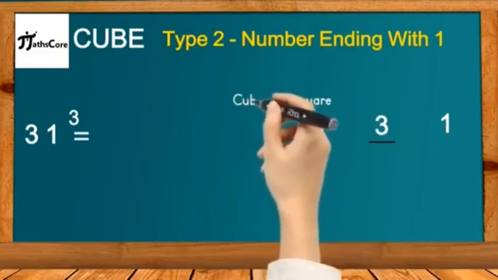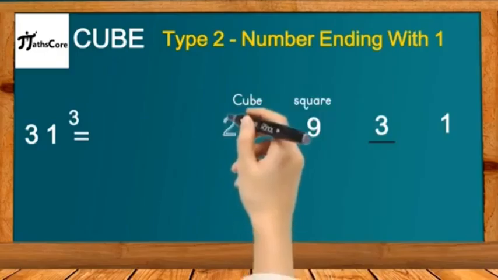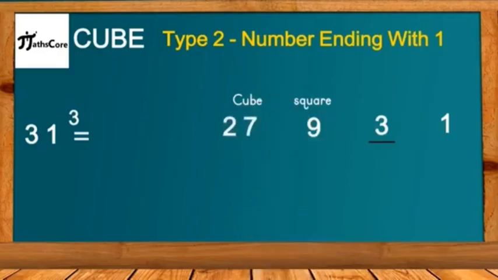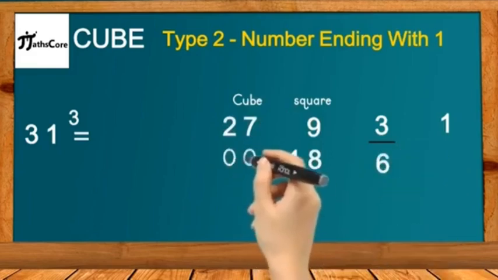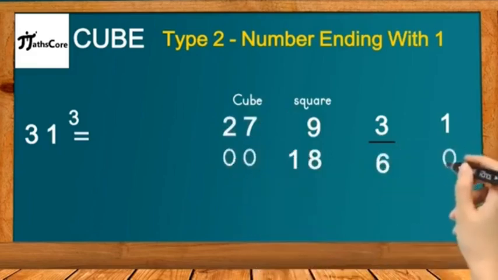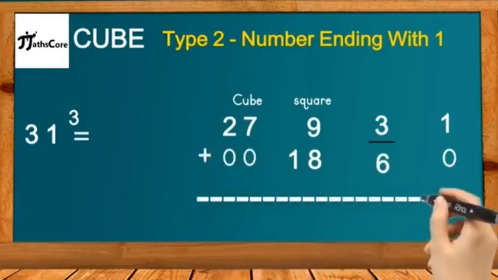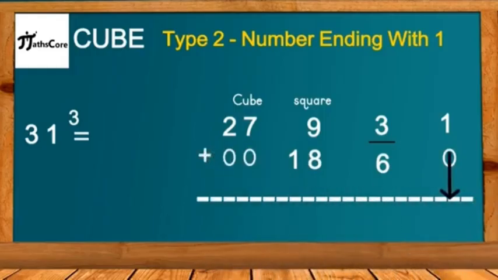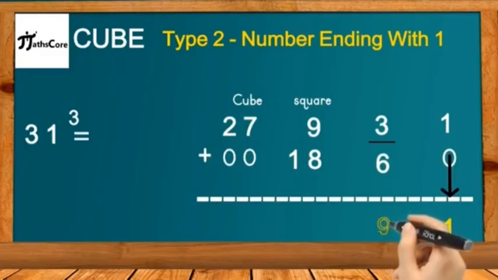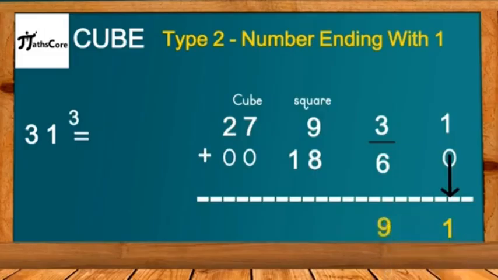In the next step, we need to make double of the middle numbers 9 and 3. So double of 9 is 18, right below 9, and double of 3 is 6, right below 3. Now put 0 below 27 and 1, and add all these digits together. Starting from the right hand side, 1 plus 0 is 1, so write down 1 in the answer. Next is 3 plus 6 is equal to 9, so write down 9 in the answer.